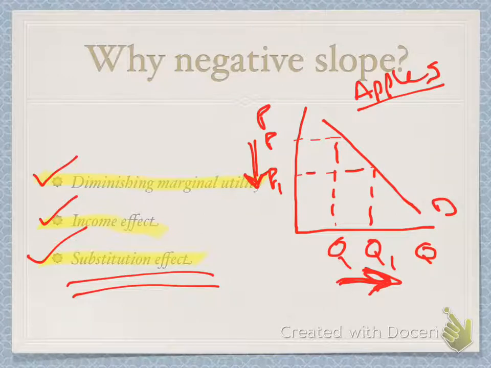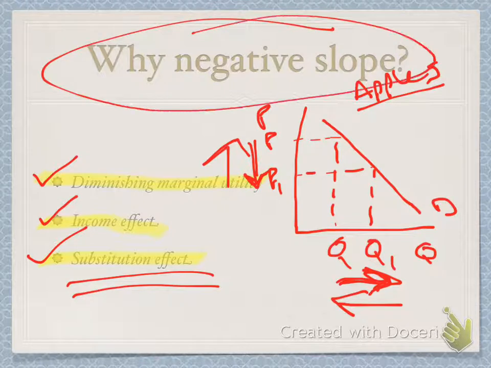In the other direction, let's imagine the price of apples increased. We would expect the quantity demanded to decrease because what just happened to oranges and bananas? They got relatively less expensive when apples went up in price. So all of these are reasons that the demand curve has a negative slope, this inverse relationship, and you should know these reasons. The diminishing marginal utility that we experience, the income effect, and the substitution effect.